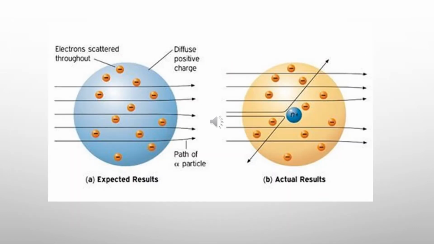This is the picturesque representation of the expected result if the structure of the atom had to follow Thomson's model of atom, and the next picture indicates the actual results.